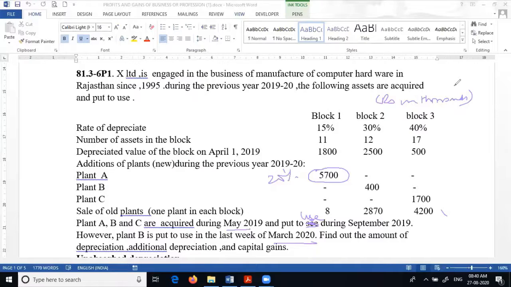So it is put to use. That means block B has been put to use for less than 180 days. Therefore, first you have to calculate the additional depreciation available on this. So 20% of 1,000.